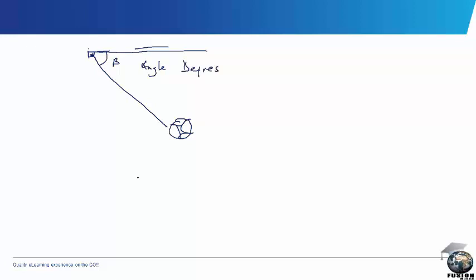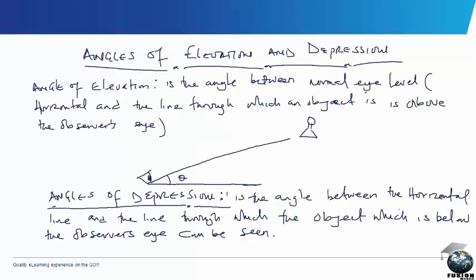You have an observer's eye, and then this forms a horizontal line, and then the observer observes something below. So the angle formed here is called the angle of depression. And then this is what we call the angle of elevation.